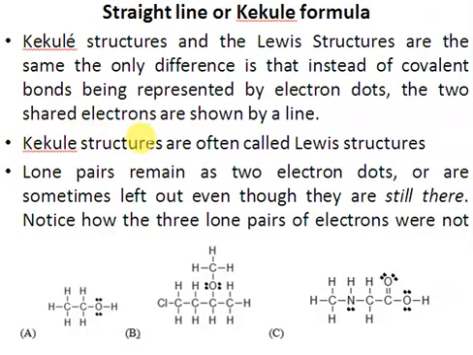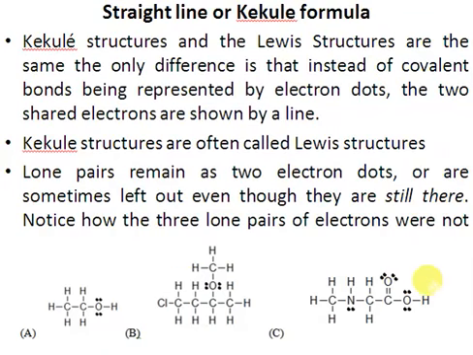So the condensed structure is also known as the straight line formula. Lone pairs are indicated as two dots here, and sometimes they are left out. For example, here in this chlorine we are not showing any lone pairs, although they are still there. You may show the lone pairs, or you may prefer to leave them out. That depends on your preference. So this is the way of writing the condensed formula.